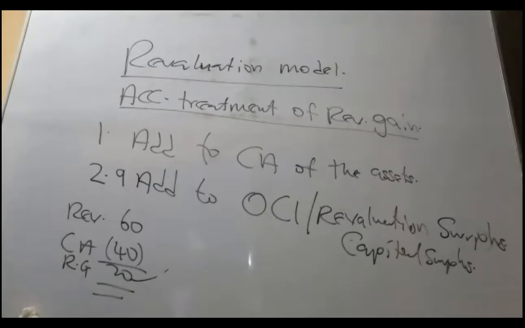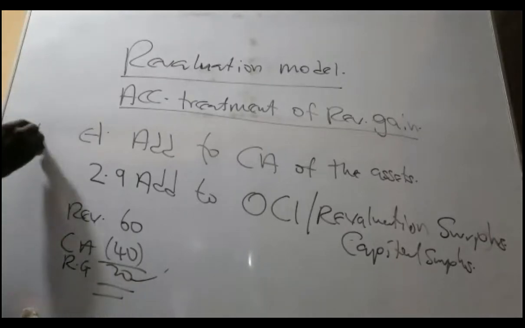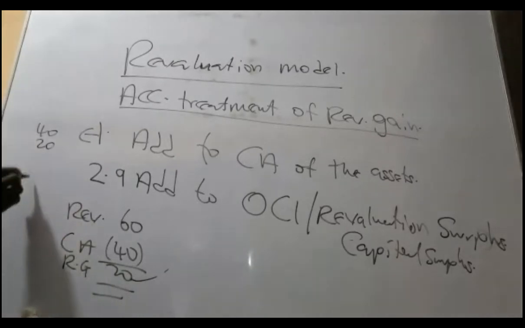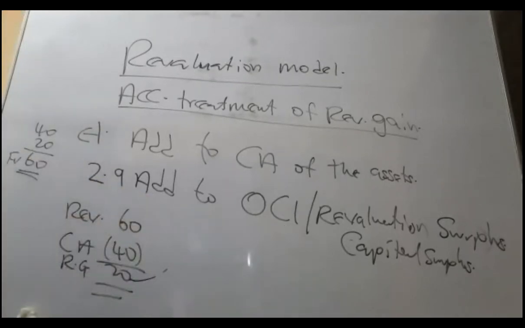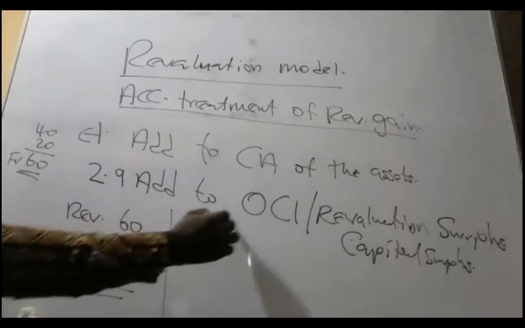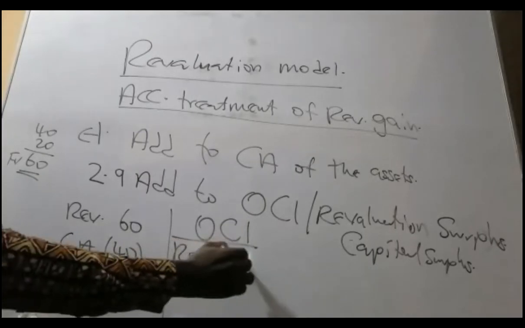That's the first treatment. In the financial statement, the asset value now becomes the current amount of 40 plus the revaluation gain of 20, making 60. This 60 is the same as the fair value. Good. Second treatment, go to the OCI. In the profit or loss statement, beneath it, we have what we call the other comprehensive income. When you go there, you write the revaluation gain of what?